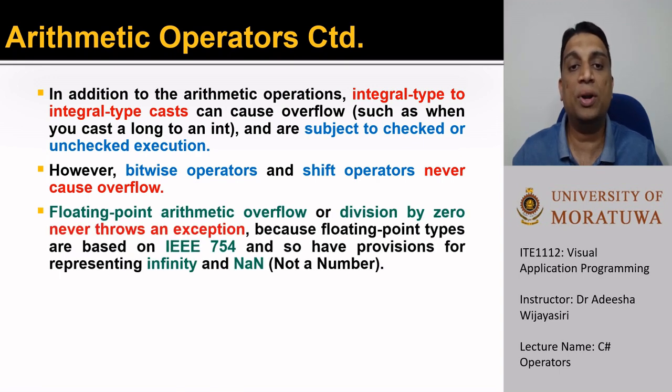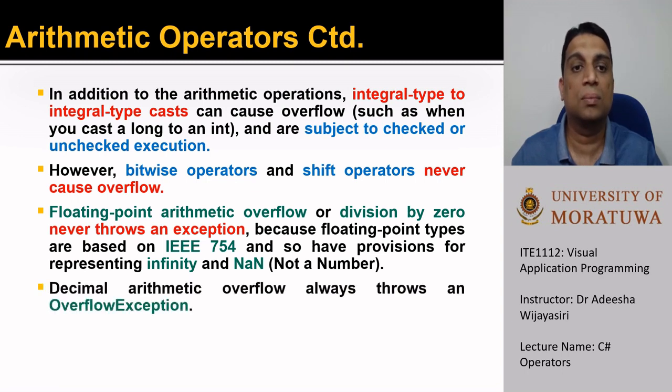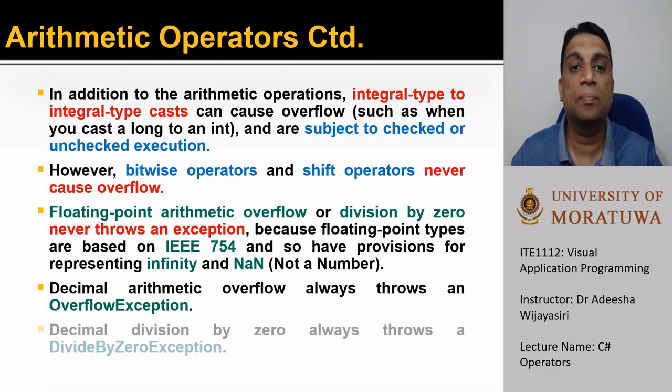Also, you will not get arithmetic overflow or division by 0 exceptions for floating point operations, as floating point types are based on IEEE 754 standard and they have provisions for representing infinity and not a number value. Decimal arithmetic overflow always throws an overflow exception, and decimal division by 0 always throws a divide by 0 exception.